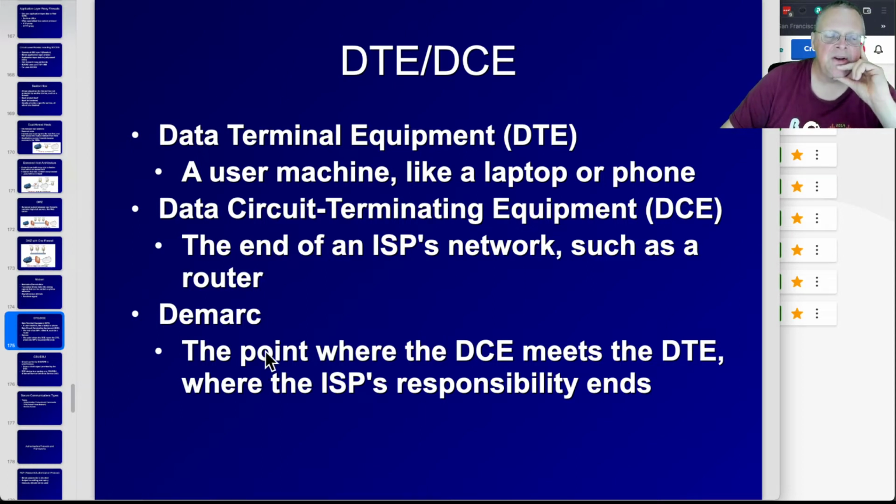And the DMARC is where you get to. There's a DMARC at your building where the external ISP data network stops, and then inside is your responsibility. So that's the point where your ISP considers itself to have provided service to you if it gets to the DMARC, which is typically a box on the wall in your garage, and then inside from that point to your computers is your responsibility.